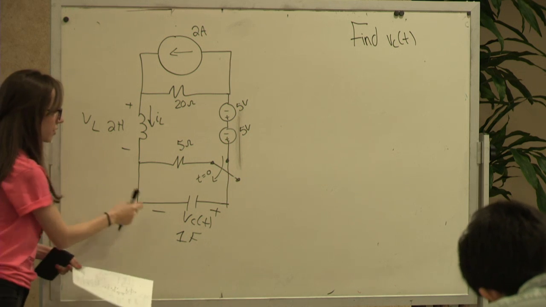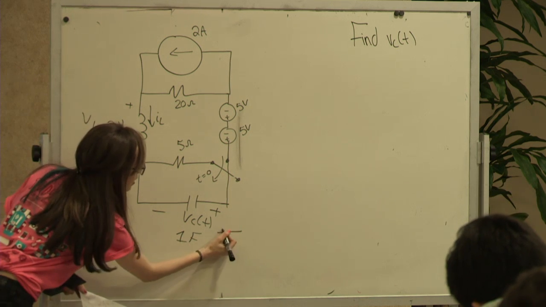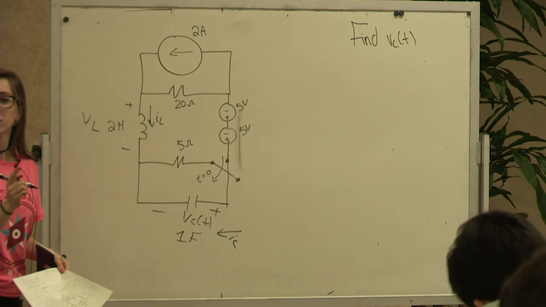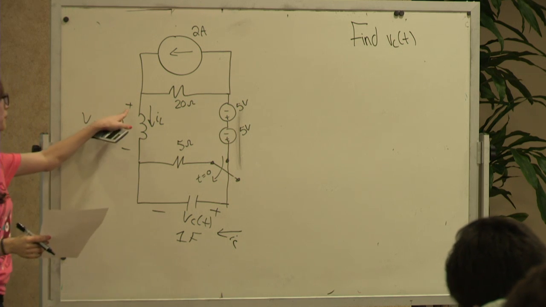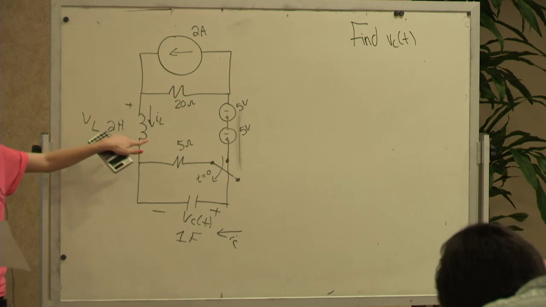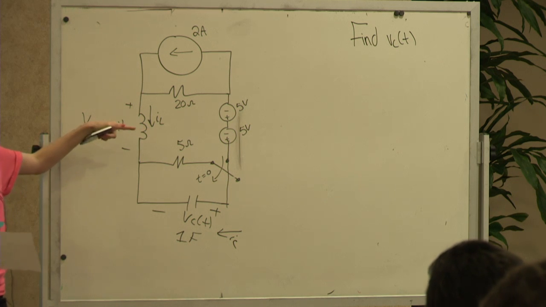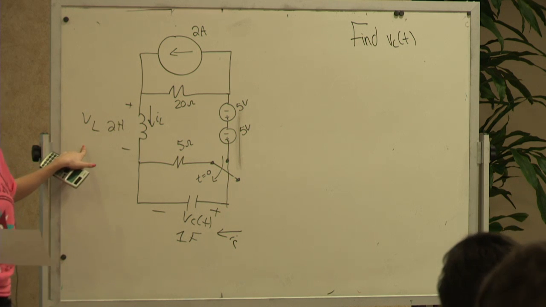This one's given, VC of t, so IC goes this way. Question? Okay, so make sure that the IL is going to the plus. Yeah, if neither of them labels VL or IL, you can pick, as long as you make sure IL is going to the plus.